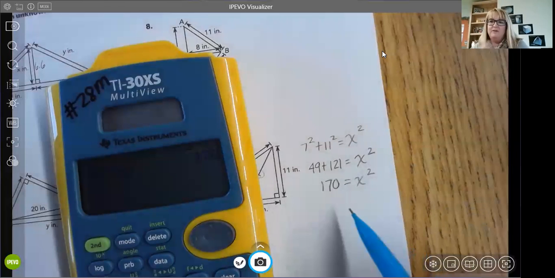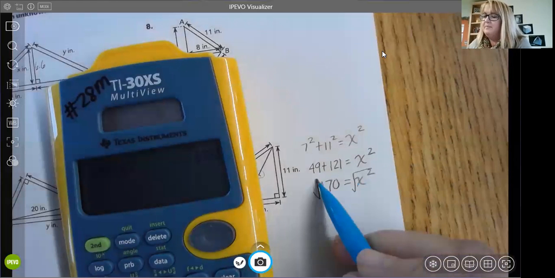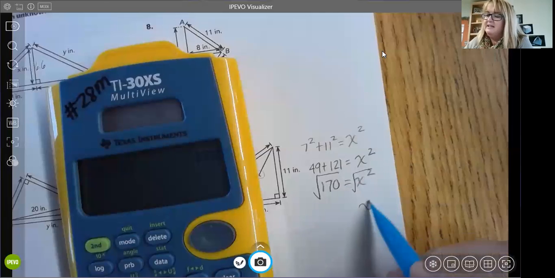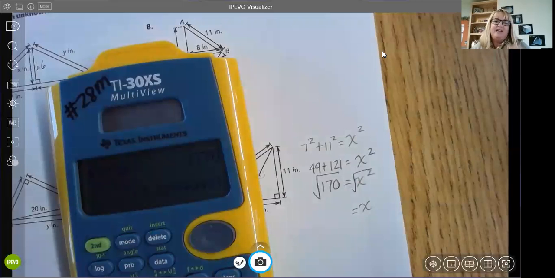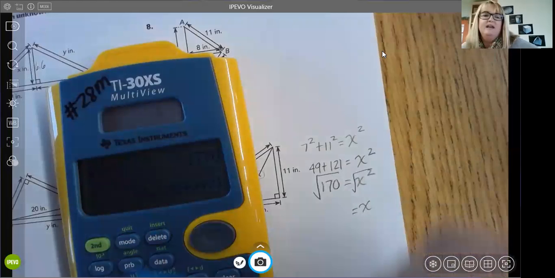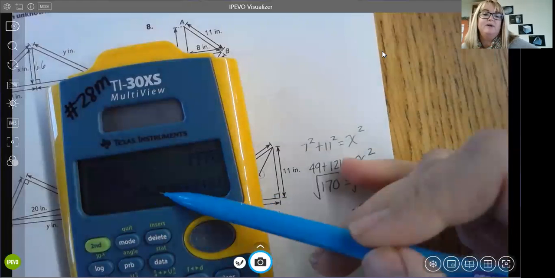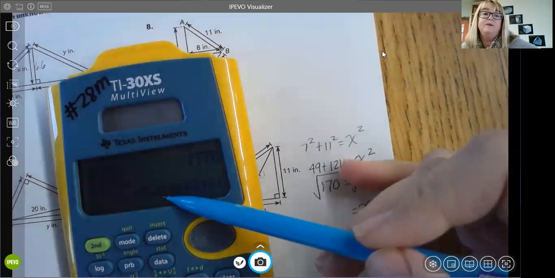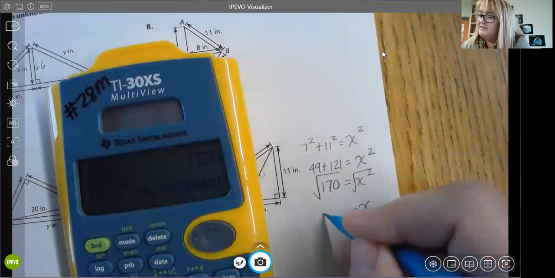But again, I don't want to know what x squared is. I want to know what x is. So I'm going to square root both sides. The square root of x squared is x, and the square root of 170 is 13.03840, et cetera. Now it asks us to round to the nearest tenth. Well, 0 is in the tenths place. The question is, do we leave it a 0 or do we make it a 1? You look at the number next to it to the right, this 3. 3 says leave it alone. So x is 13.0.